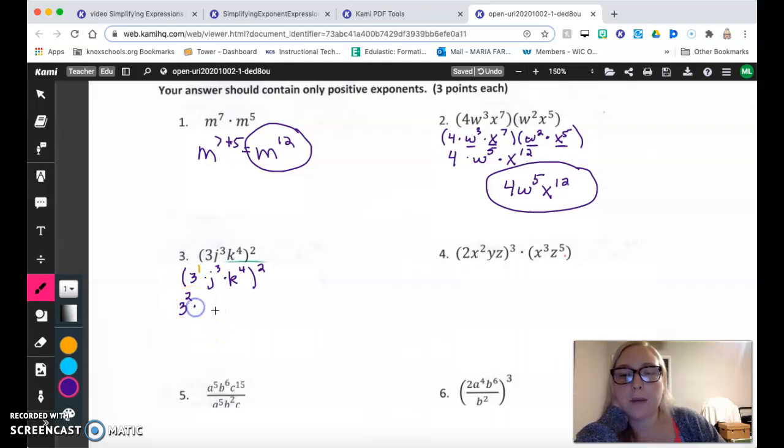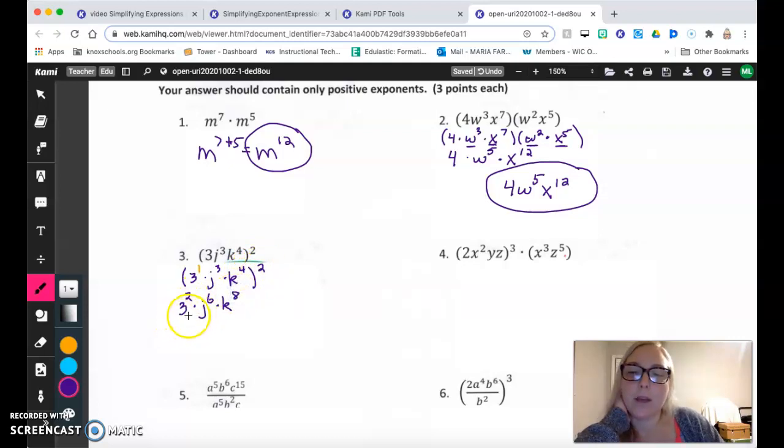And then that is being multiplied times j to the 3rd, which is also raised up to the 2nd power. Our power rule says keep your base and then multiply those exponents. 3 times 2 is 6, so we would have j to the 6th power there. We also have k to the 4th being raised up to the 2nd power, which means we need to keep our base. Multiply those exponents. 4 times 2 is 8.